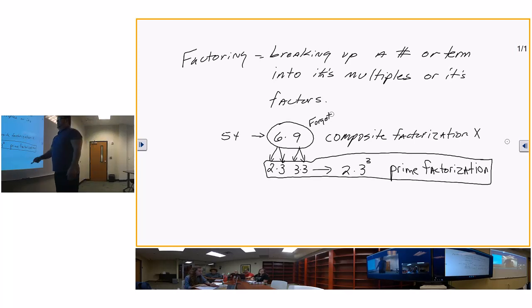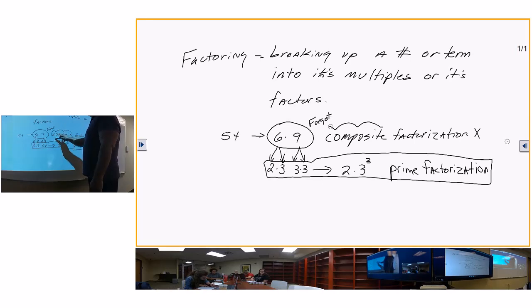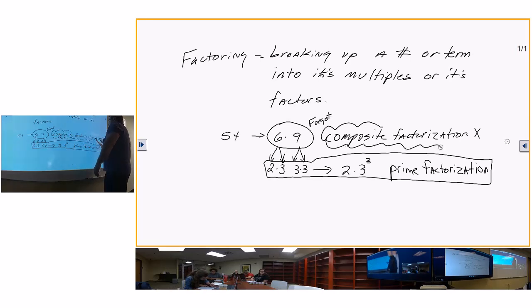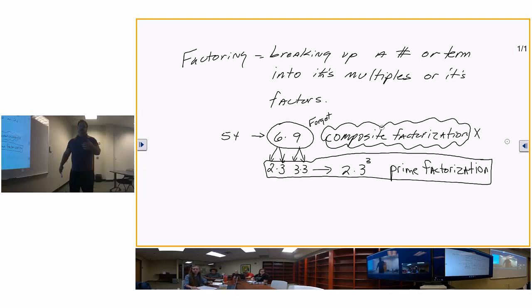But you need to forget it as far as this word. You don't want to think, okay, I'm factoring this number. No. From here on out, in chapter 5, you're going to be factoring in prime factorization. Okay? And that's what they're going to be talking about.